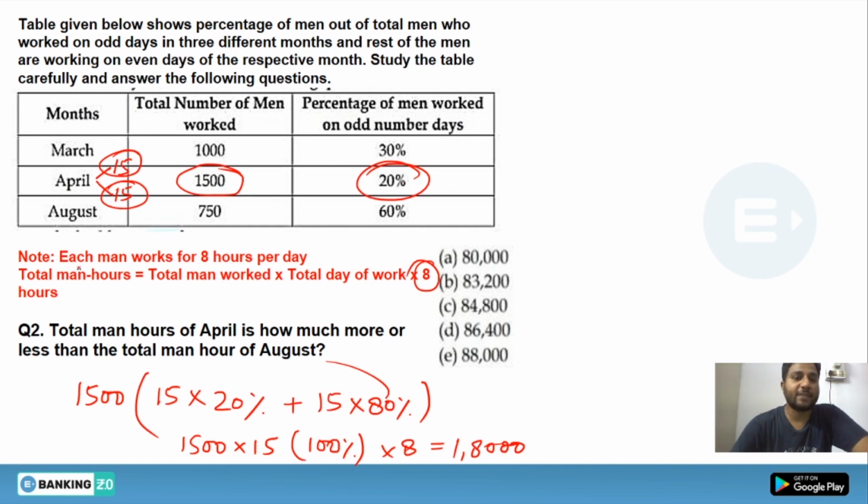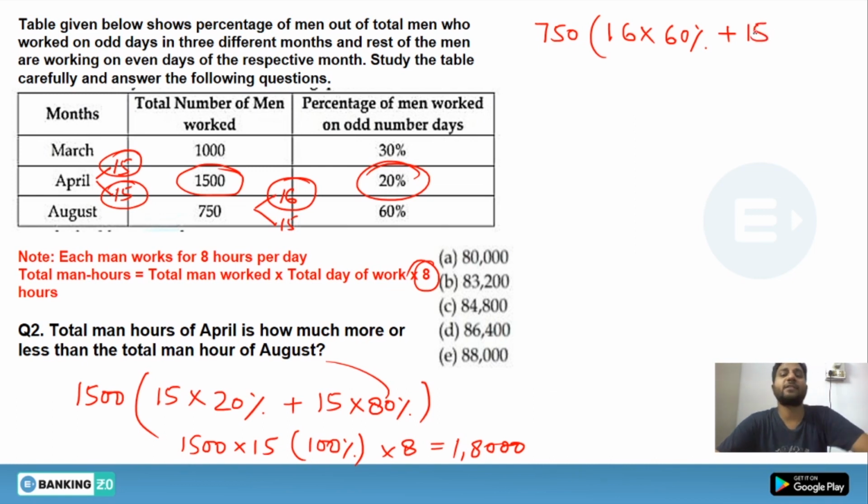Now for August, as we know, the odd number of days were 16 while the even number of days were 15. So how can we solve this? First of all, 750 would be common for the first 16 days, the odd number of days, and 60% workers will be available. But what would happen for the next 15 days, the even number of days? 40% workers will be available and 8 will be a common part.